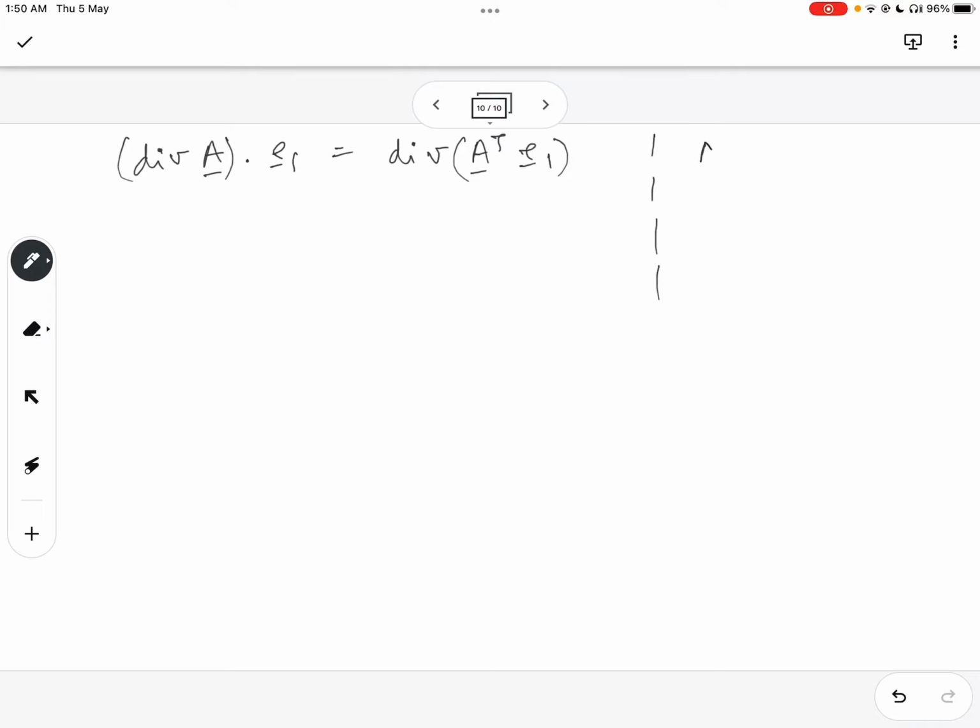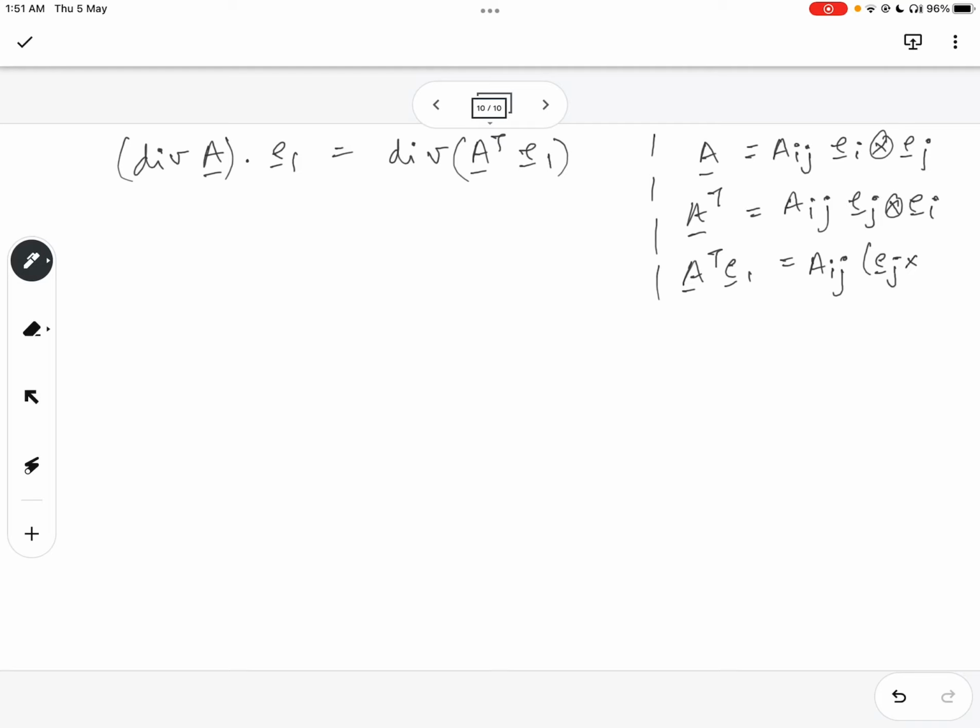So, as A is given as Aij Ei dyadic Ej, A transpose is Aij Ej dyadic Ei. A transpose E1 then becomes Aij Ej dyadic Ei, taking out E1. Ei dotted with E1 is delta i1, so Ej times delta i1 multiplied with Aij would be A1j Ej.